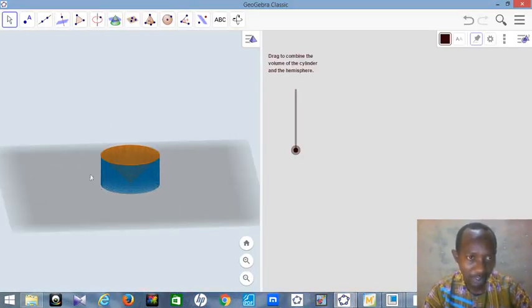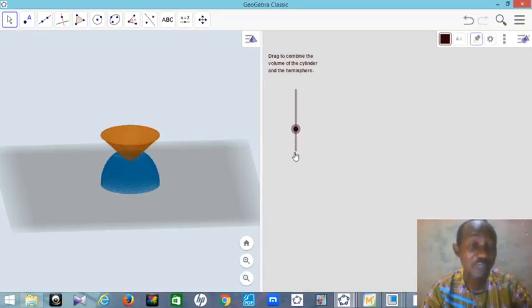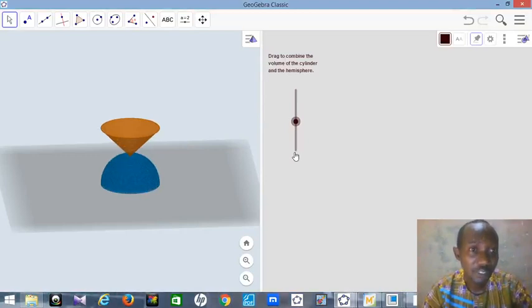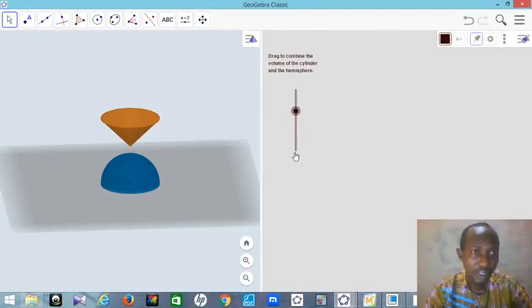As I subtract the cone out of the cylinder, you can see that the curved surface of the cylinder is turning into the curved surface of the hemisphere. So with this principle, we can simply say that the curved surface of a cylinder is equal to the curved surface of a hemisphere.